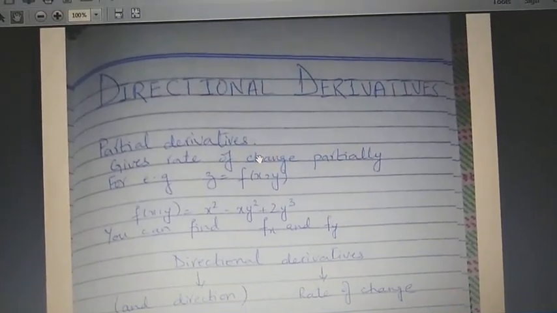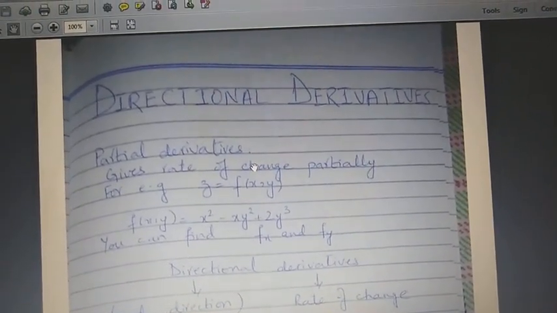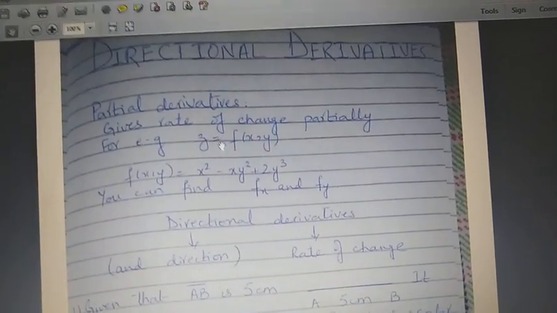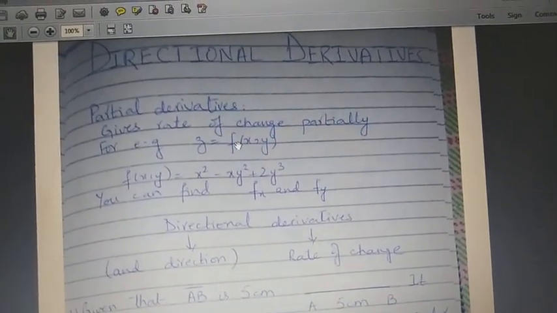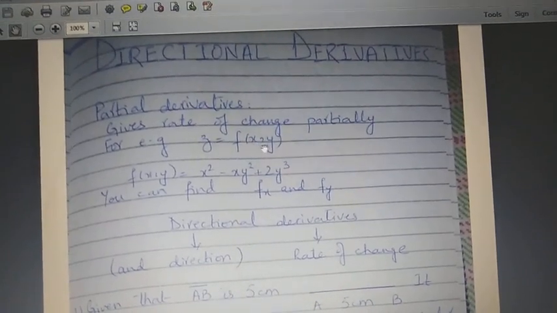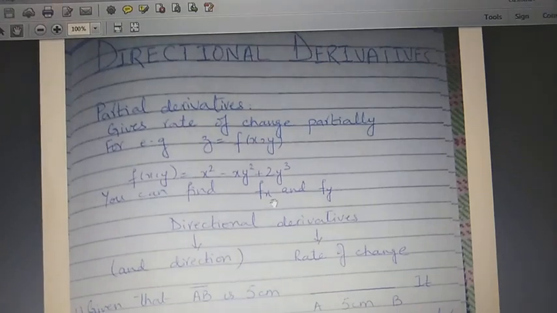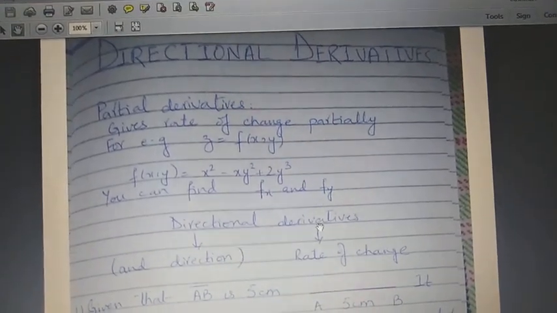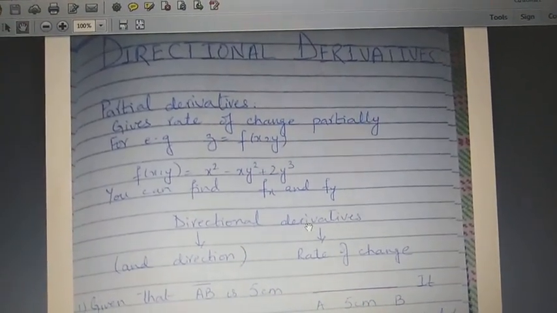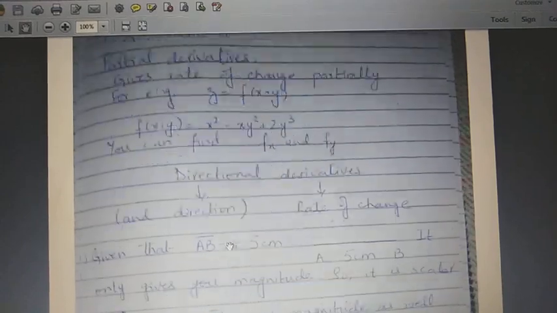Students, your lecture of multivariable calculus is directional derivatives. As you have earlier studied partial derivatives for functions depending on more than one variable, here is a function which is depending on two variables x and y, so you can find out its partial derivative with x and y. Directional derivatives are those derivatives which give you rate of change with the direction.